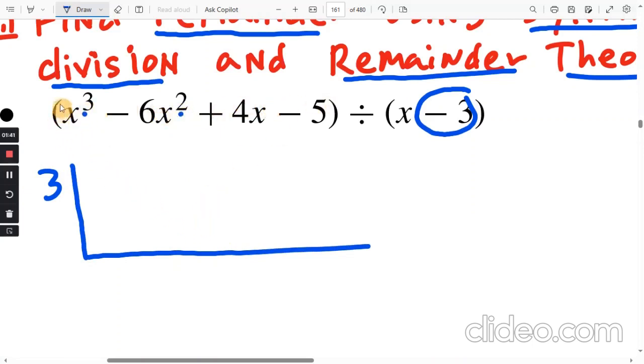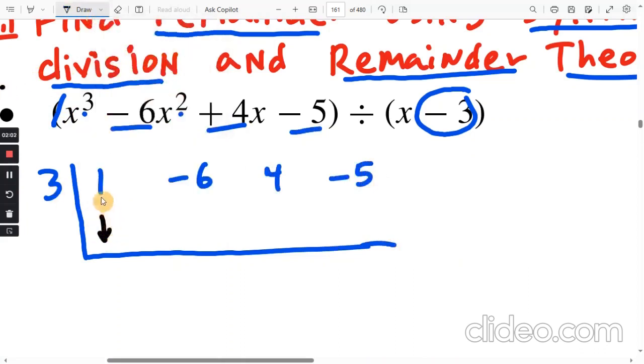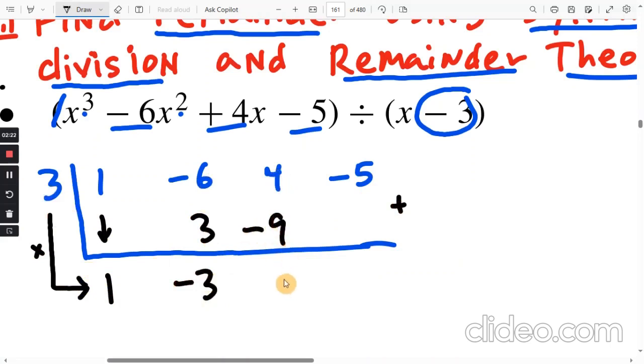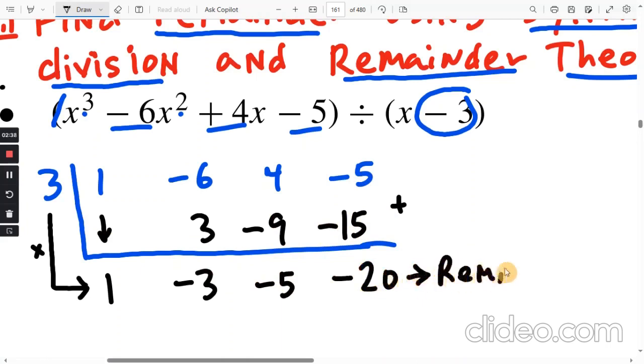All right, let's write the coefficients. On the x to the third, the coefficient is 1. X squared, we have a negative 6. On the x, we have a positive 4. And the constant term is a negative 5. All right, as always, bring down the first term. So bring down the 1 and distribute that 3 to the bottom row. 3 times 1 is 3. And right here we're adding. Negative 6 plus 3 is negative 3. 3 times negative 3 is negative 9. Adding 4 plus negative 9 is negative 5. And finally, 3 times negative 5 is negative 15. Negative 5 plus negative 15 is negative 20. That right there is the remainder.